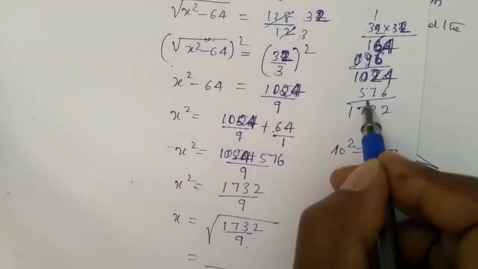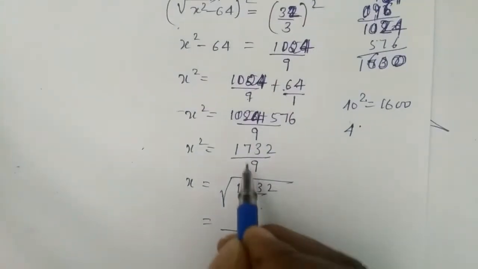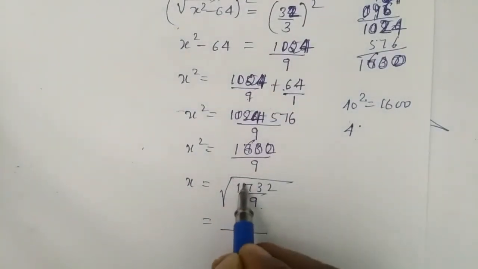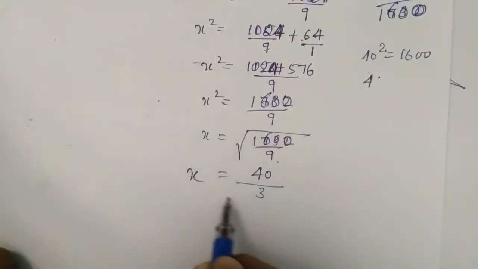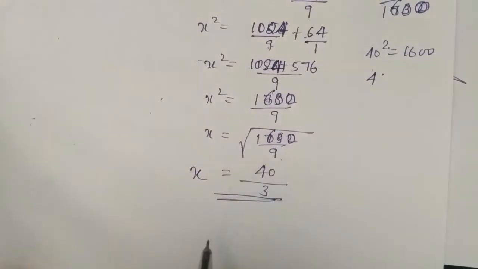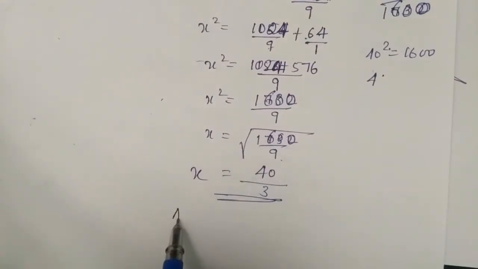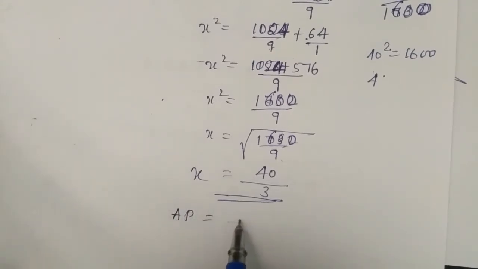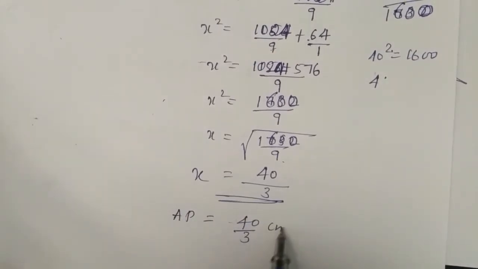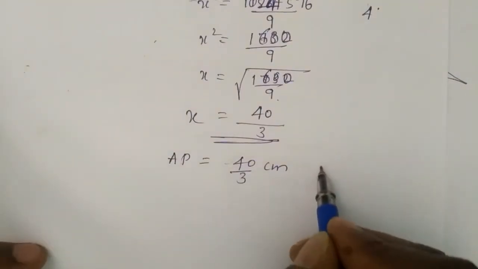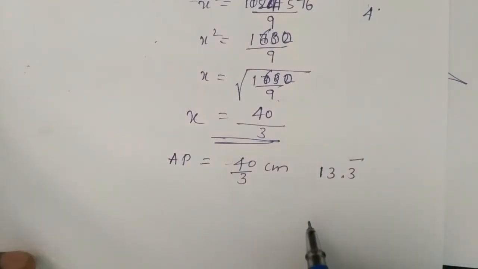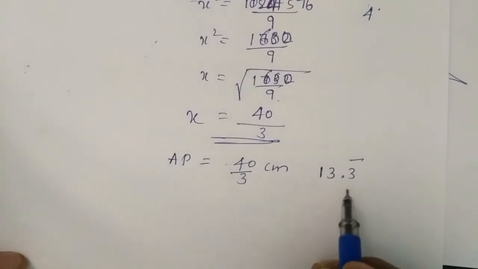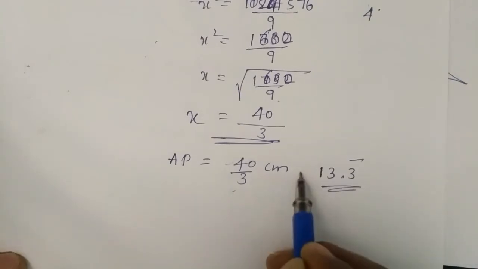So 1024 plus 576 added, it is 1600. So we'll get 1600, answer is 40. So we'll get x value 40 by 3. So x value is nothing but that is in the question, it is PA value, AP value, AP or PA. AP value is taken as x, therefore it is 40 by 3 centimeter. Or you can write 13.3 bar. So both are correct. 13.3 bar recurring or 40 by 3, any one answer you can leave.